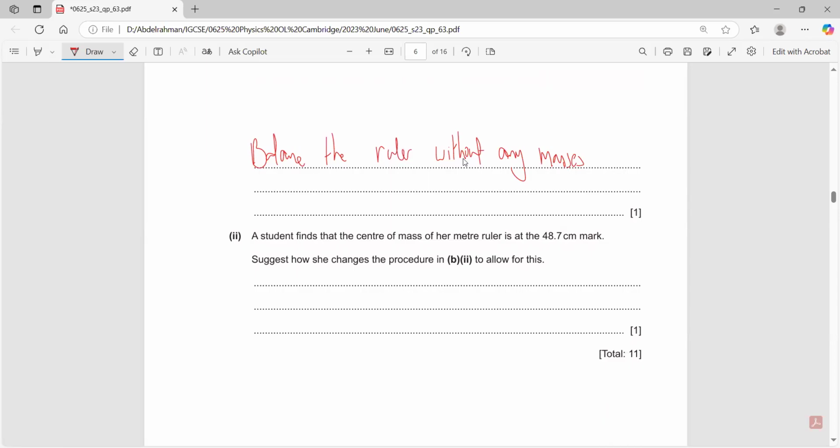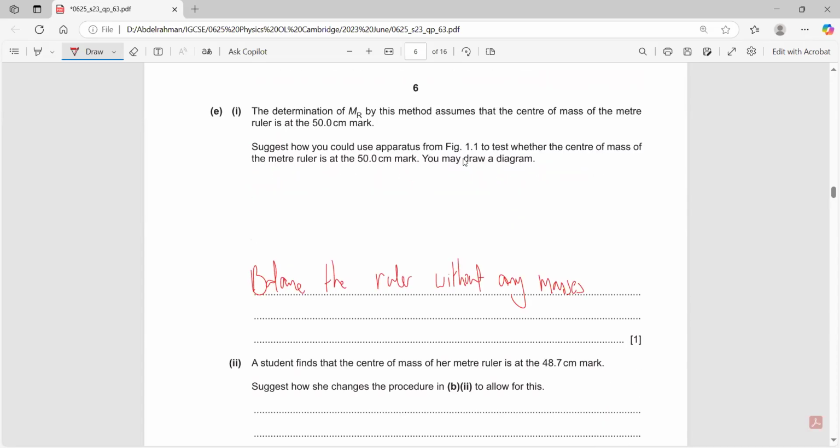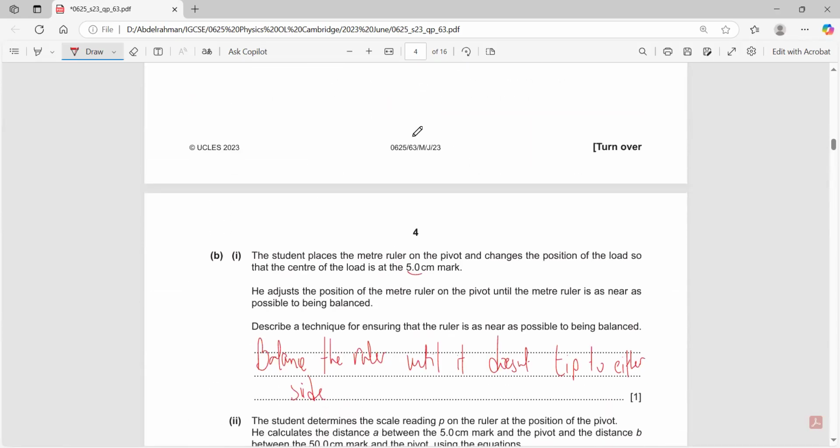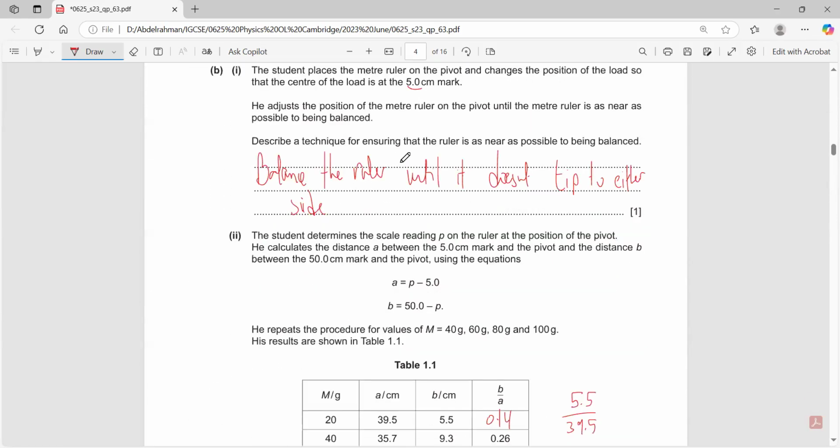Student finds that the center of mass of a meter ruler is at the 48.7 mark. So it's not exactly at 50, it's at 48.7. Suggest how she changes the procedure in BII. What was the procedure in BII? In BII, she assumed that the center of mass was at the 50 centimeter mark, and therefore she calculated the distance B. How did she calculate the distance B?